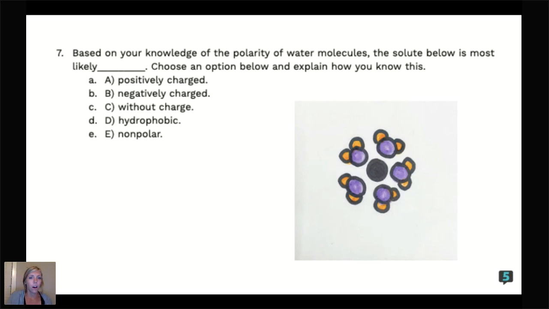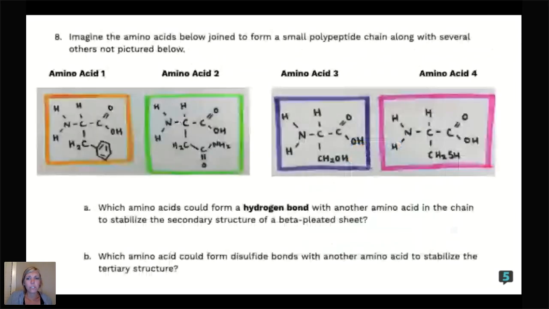Okay. I have, I think, one or two more left. So number 8 says, imagine the amino acids below join to form a small polypeptide chain along with several others not pictured below.